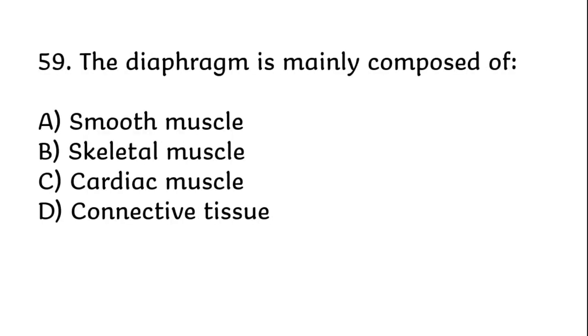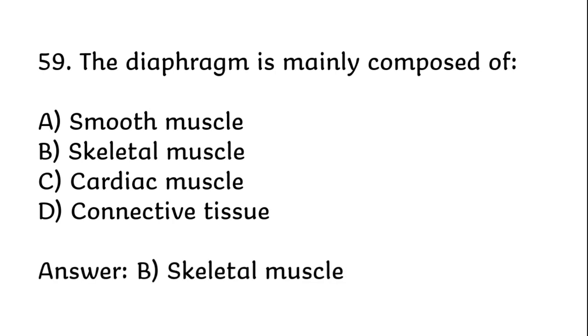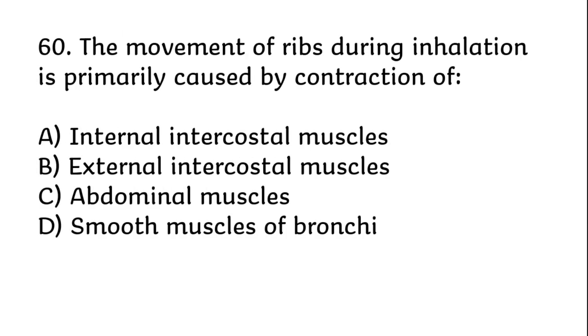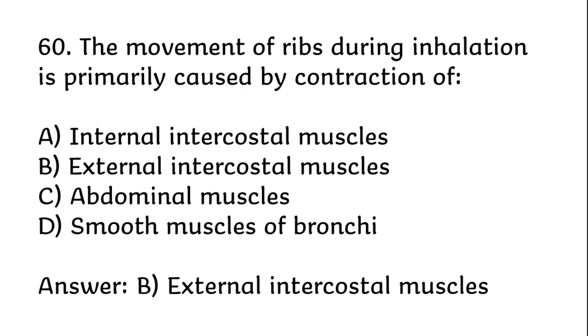The diaphragm is mainly composed of. Correct answer is skeletal muscle. The movement of ribs during inhalation is primarily caused by contraction of. Correct answer is external intercostal muscles.